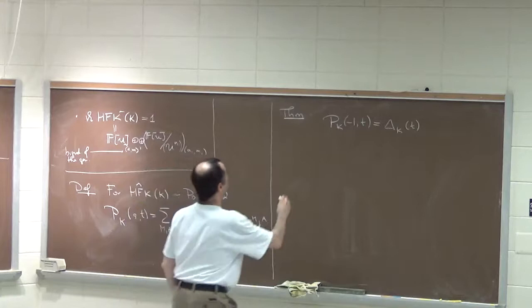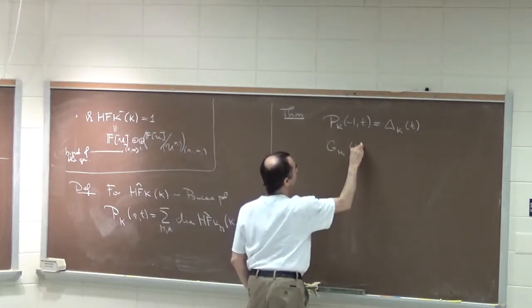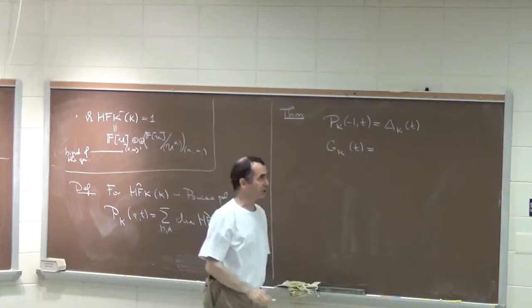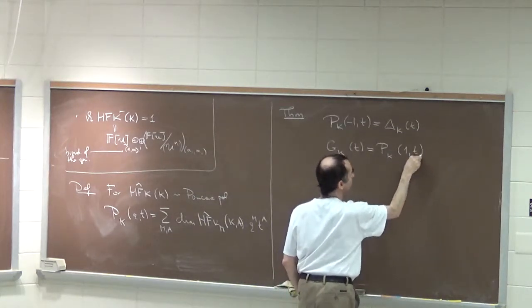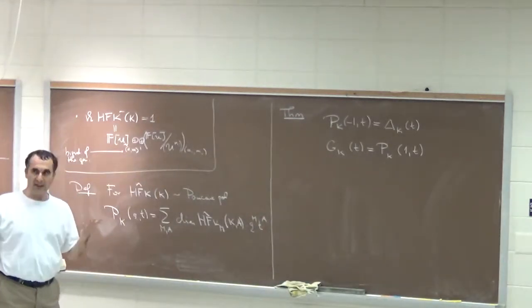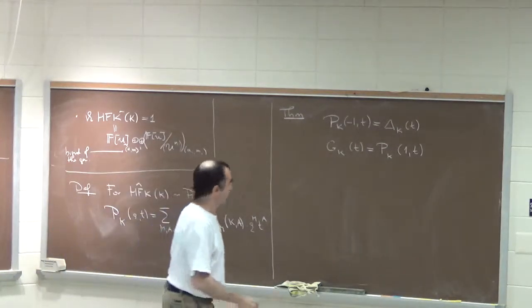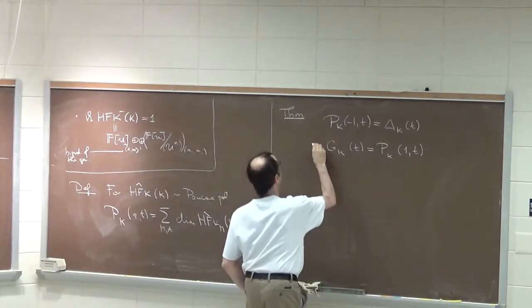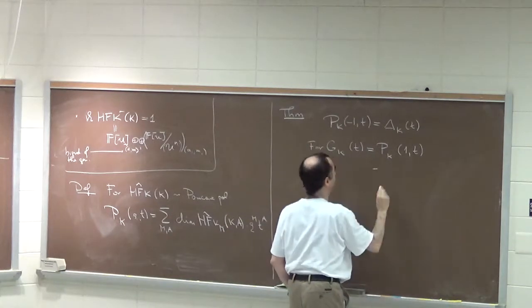So we can define G_K(t) out of this two-variable polynomial by substituting q equals 1 instead of minus 1. And this polynomial, now sort of an upscaled Alexander polynomial, has remarkable properties. So we have the following properties.